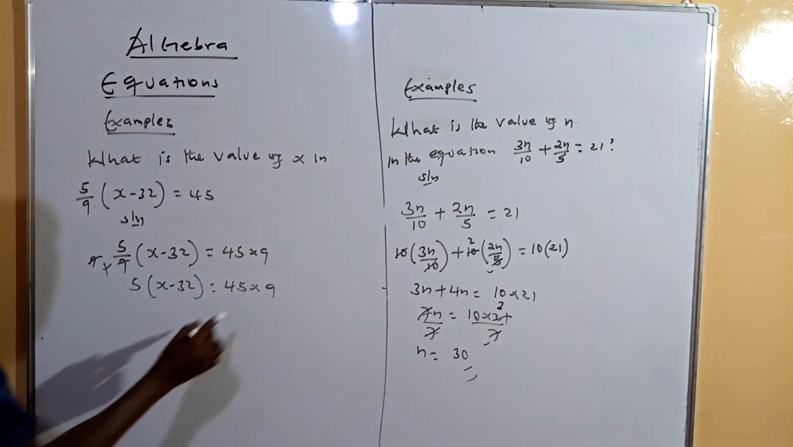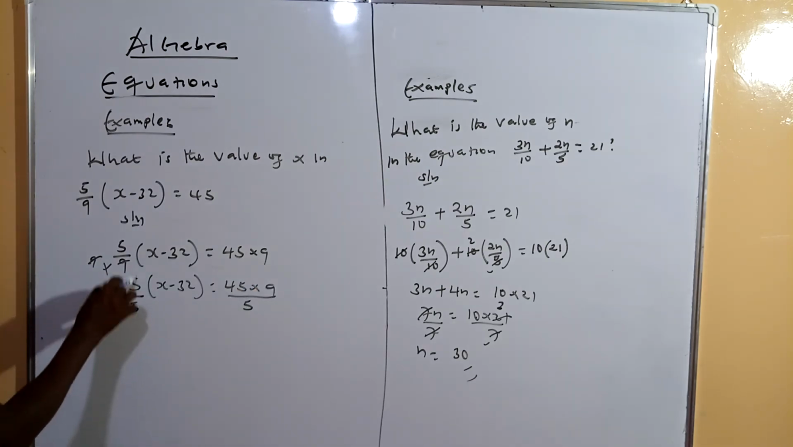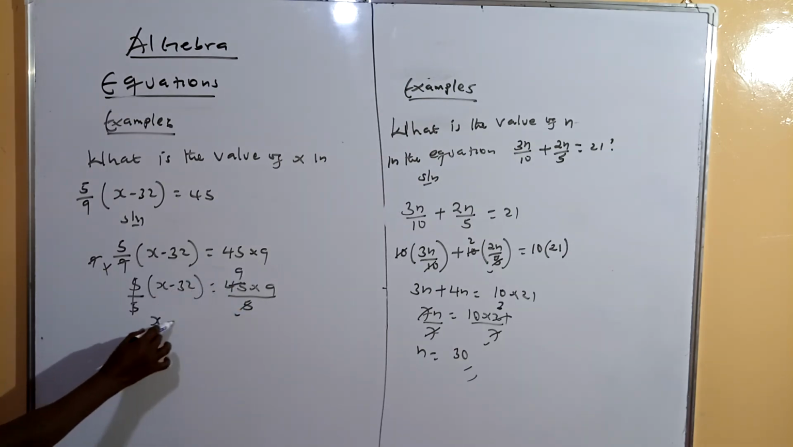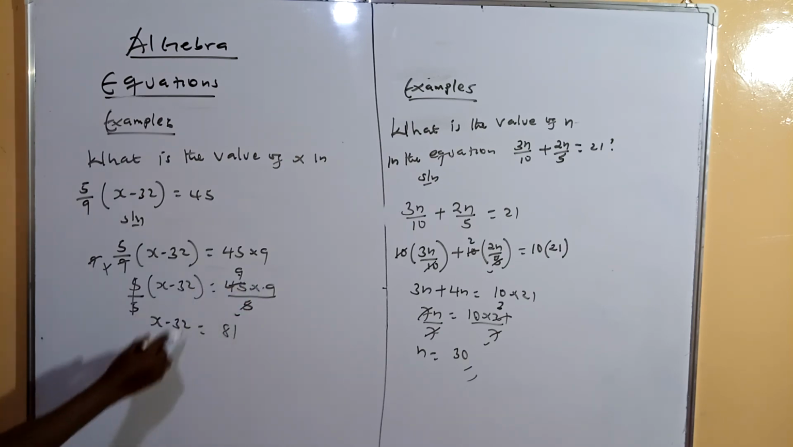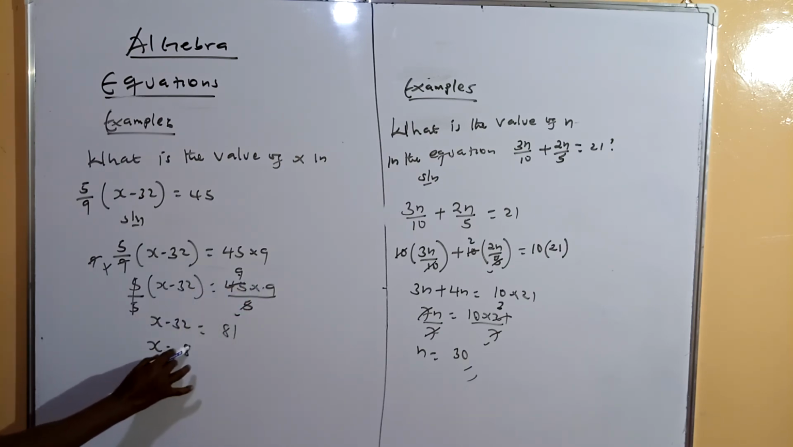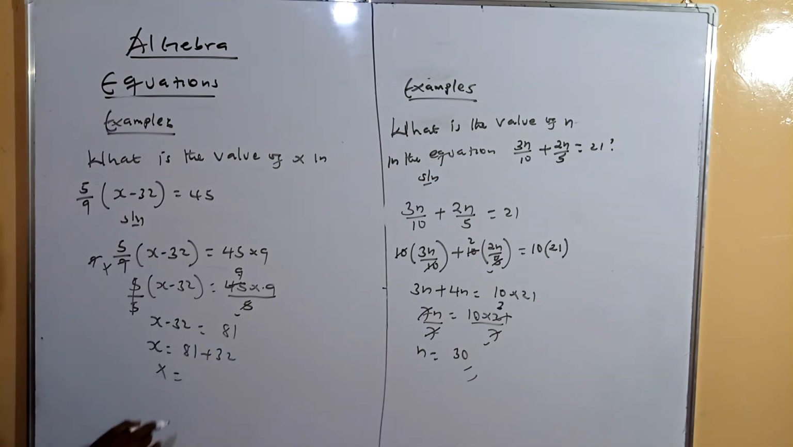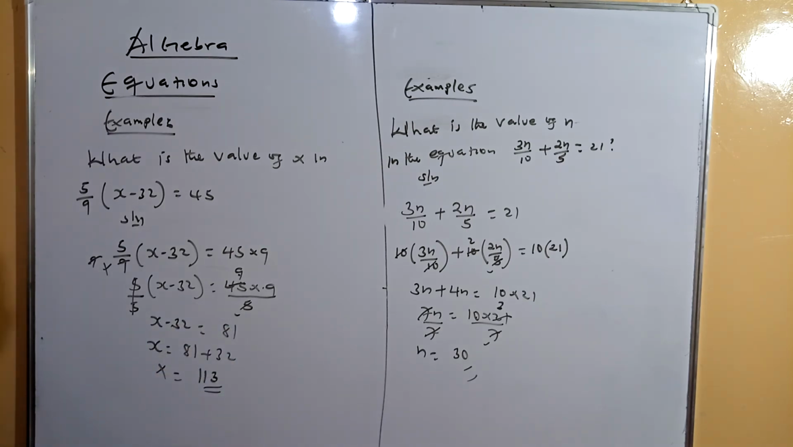Then we divide by 5 on both sides. All this cancels, 5 into 45 gives 9. So x minus 32 is equal to 9 times 9, which is 81. Then take the 32 to the outside: x is equal to 81 plus 32. So x therefore will be 113. Don't forget the sign changes, minus becomes plus, please. This is very much examinable.